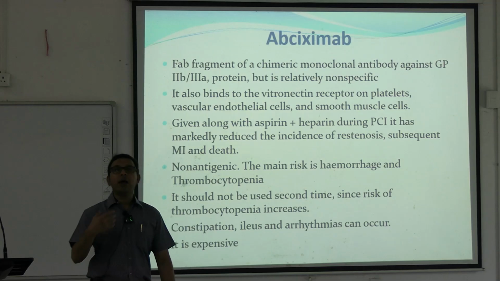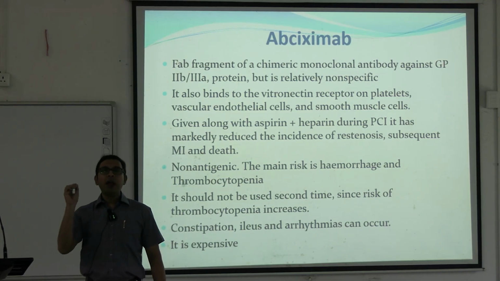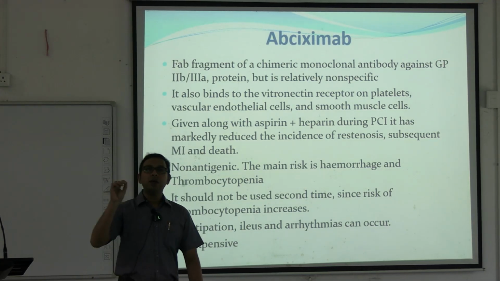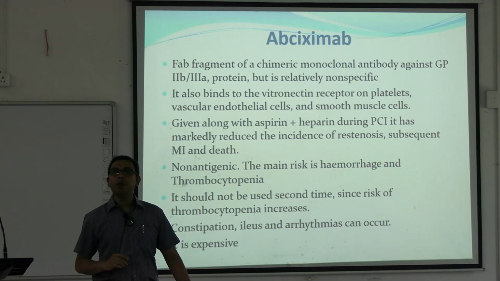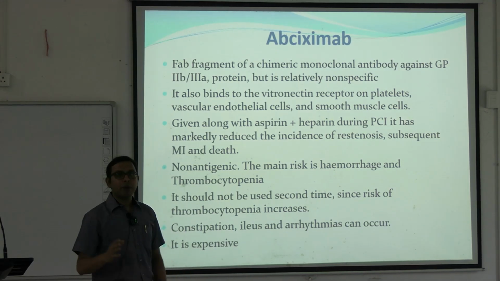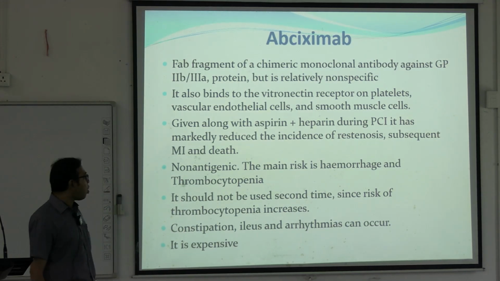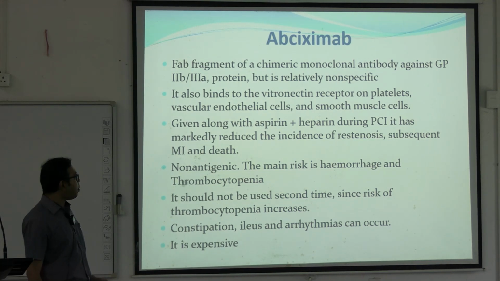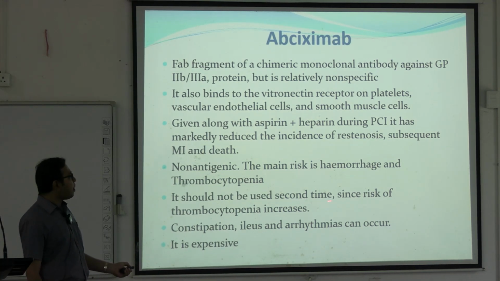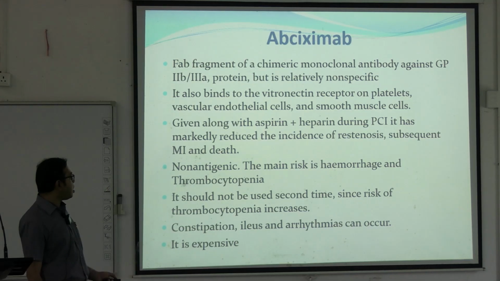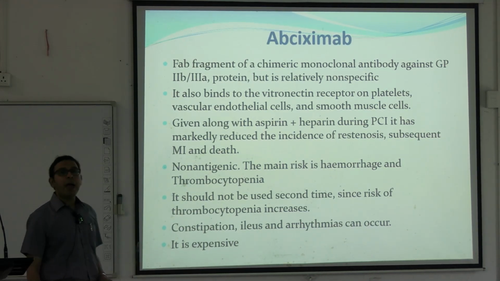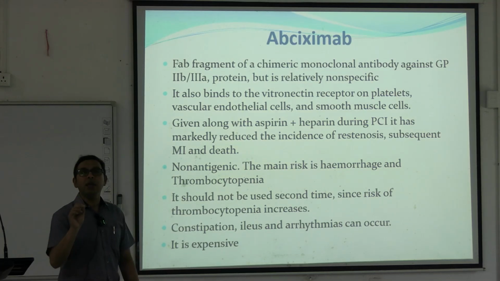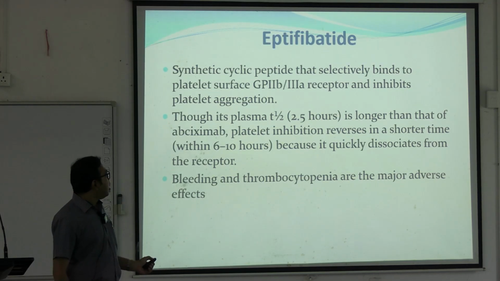So when we are doing coronary angioplasty, we give intravenous GP2B3A receptor inhibitors like abciximab, eptifibatide or tirofiban, but these are costly. This is non-antigenic; the main risks are hemorrhage and thrombocytopenia. It should not be used a second time since the risk of thrombocytopenia is there; constipation, ileus and arrhythmia can happen. So abciximab is a monoclonal, chimeric antibody.